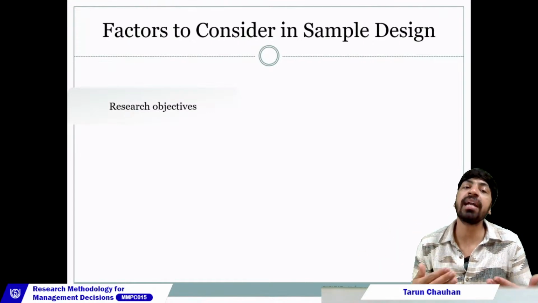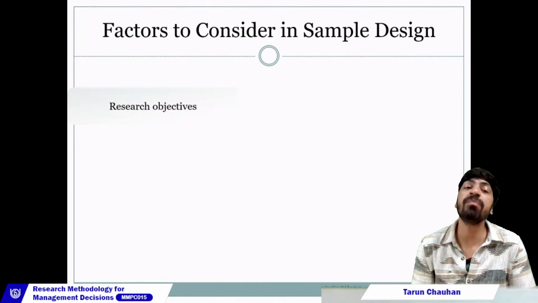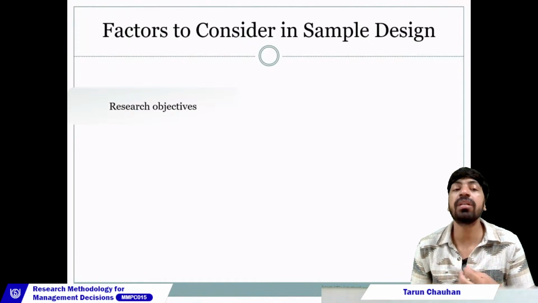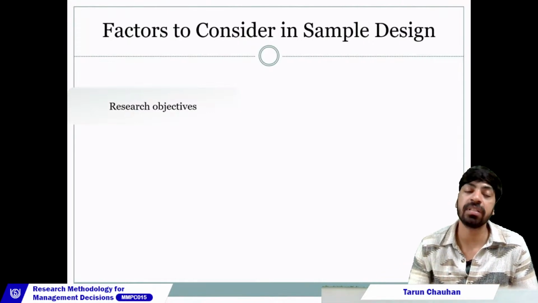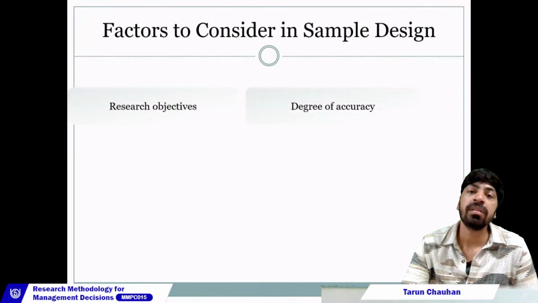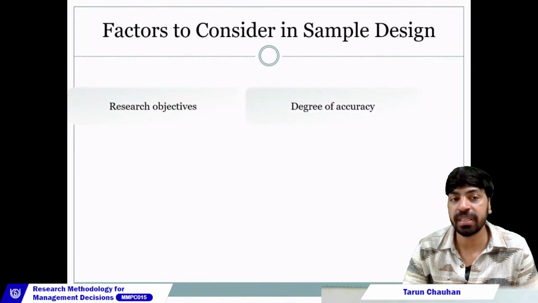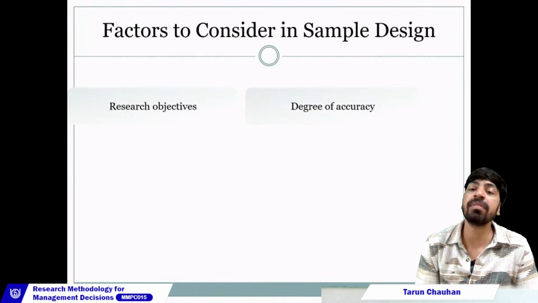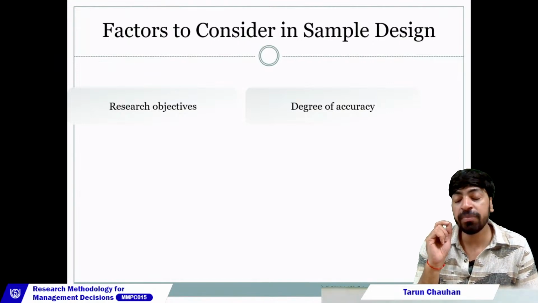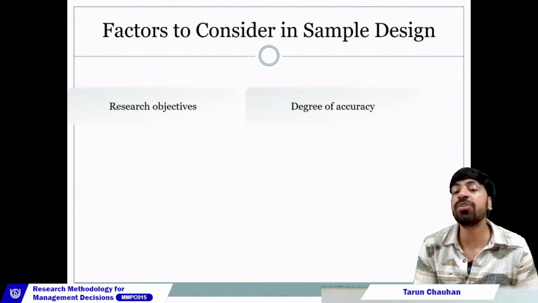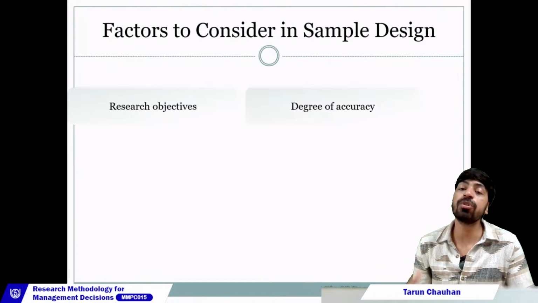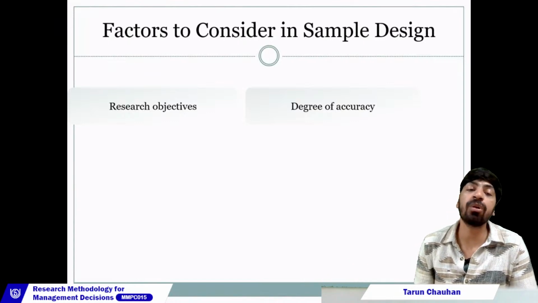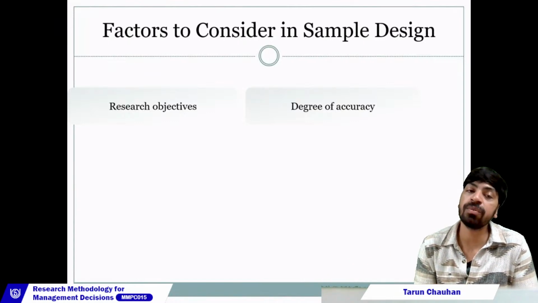Before that, research objectives are a very important factor which a particular researcher has to formulate first. That is the degree of accuracy. When the researcher formulates the research objectives, they should be formulated according to accuracy. The objectives should be accurate and well defined, so that a particular sampling design can be framed.